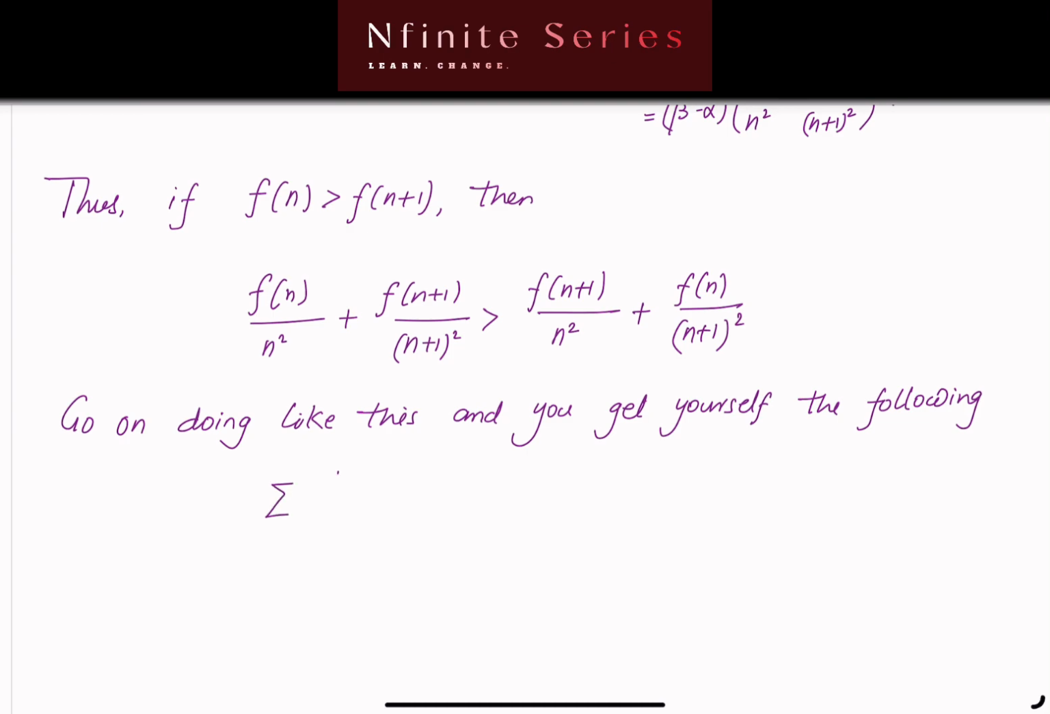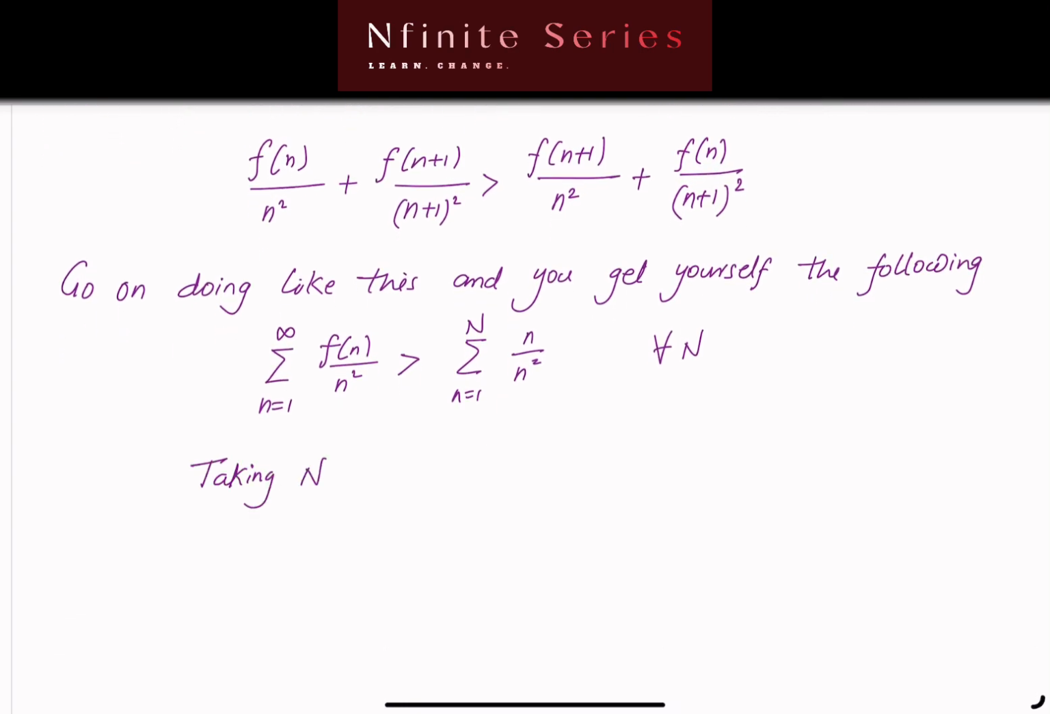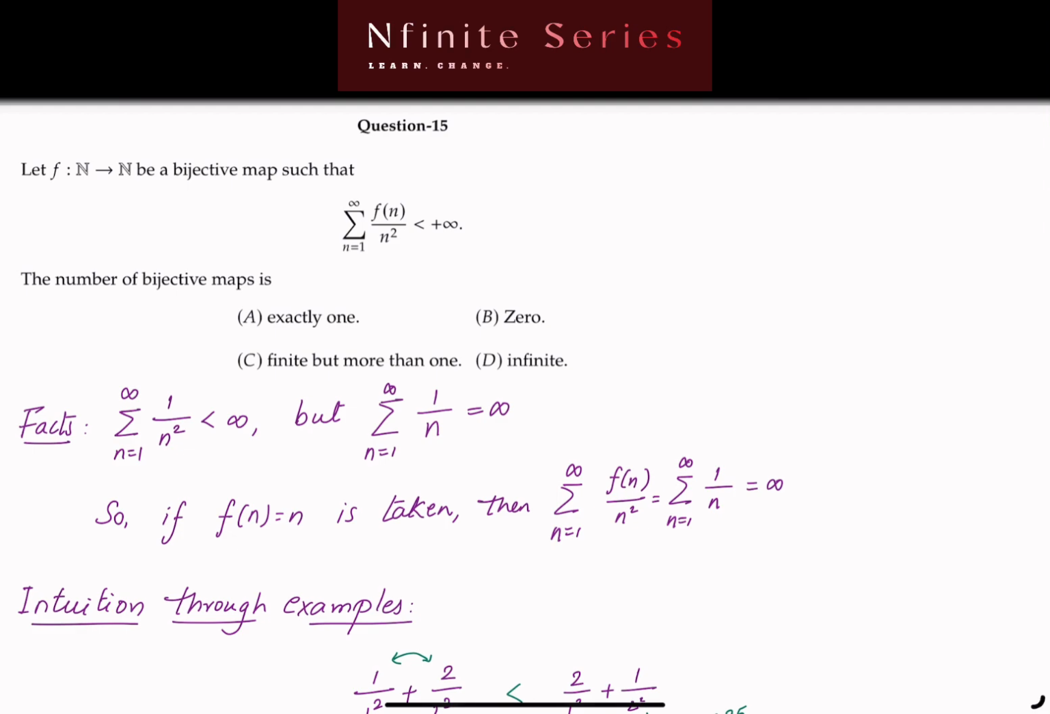So what does that give you? The original series, which is fn divided by n square, is greater than the sum of the terms where all the numerators are on their natural position, and you do that till capital N. Now, if you take the limit capital N tending to infinity, the right hand series diverges to infinity, which from the above inequality means that the series actually diverges. So what we have proved is that for any bijection, the series diverges. So there is no bijection for which this sum is finite, and hence the answer is B.